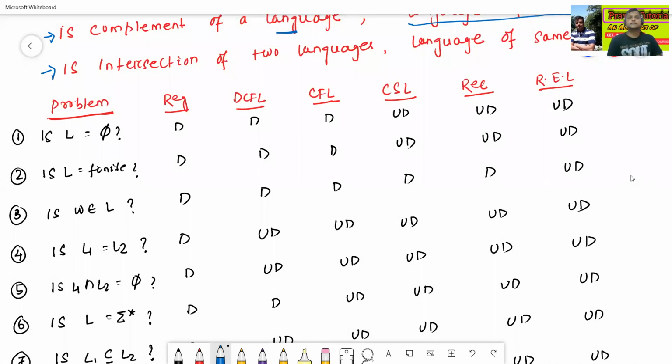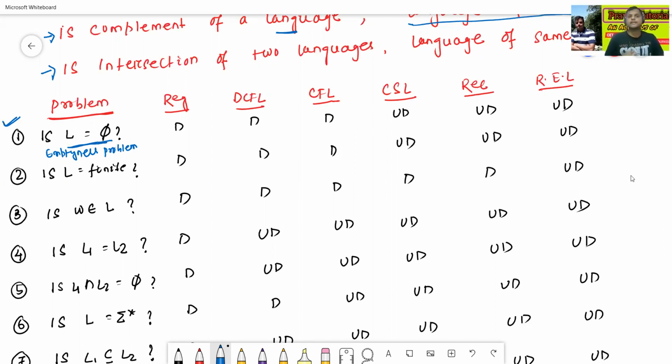See, this is one important chart. This chart I have just given. Okay, the first problem is called the emptiness problem. We have already discussed in the previous classes what the meaning of the emptiness problem is. You can see what the meaning of the emptiness problem is.